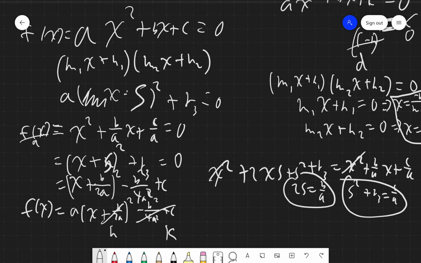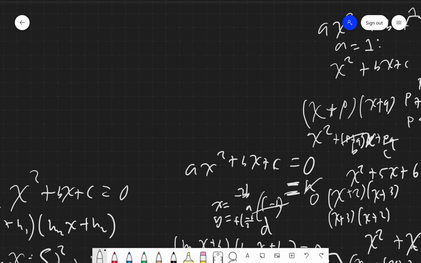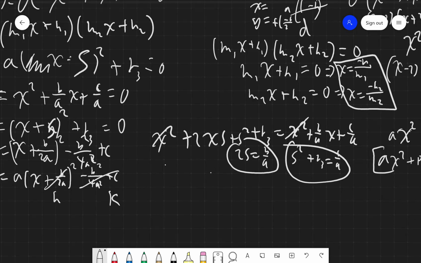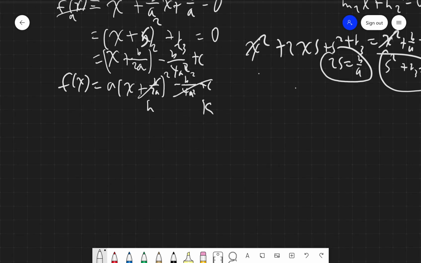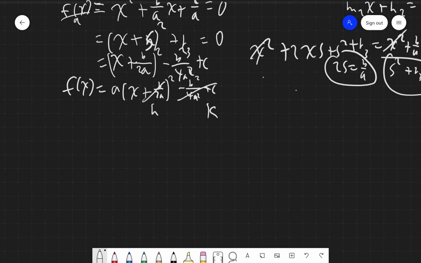Notice that the maximum or the minimum of this graph will happen when this factor equals 0. In other words, x equals negative b over 2a, and y equals f of negative b over 2a. Alright, so that's cool. That's how you do that.